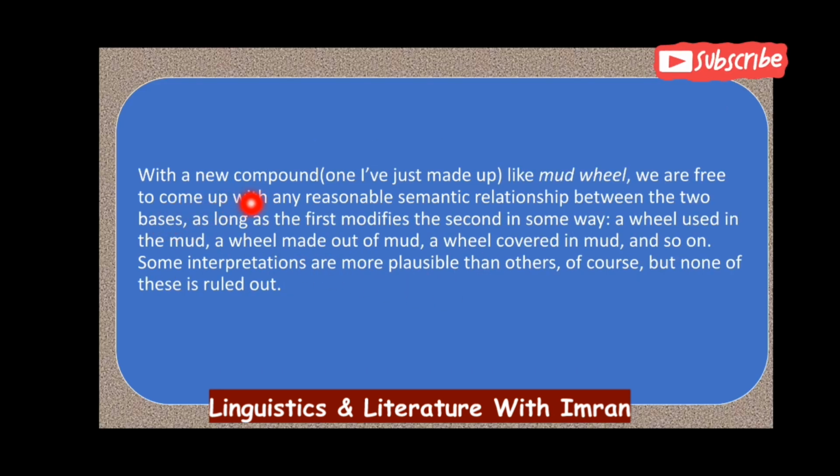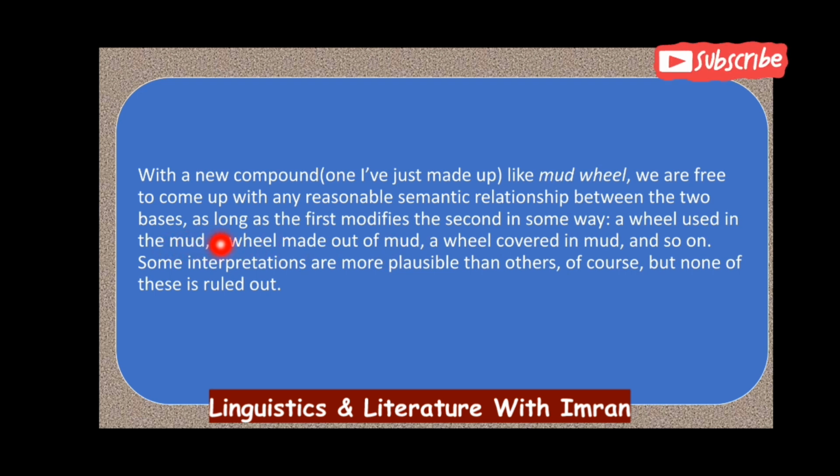With a new compound, when I have just made up, like mud wheel, we are free to come up with any reasonable semantic relationship between the two bases, as long as the first modifies the second in some way. A wheel used in the mud. So we can have different interpretations of this word mud wheel, because mud modifies what? Wheel. So this is a head and this is a modifier, and there is a relationship between mud and wheel.